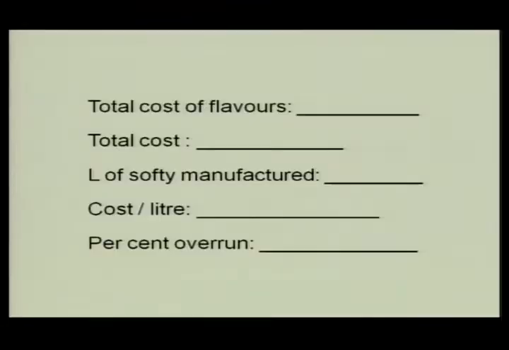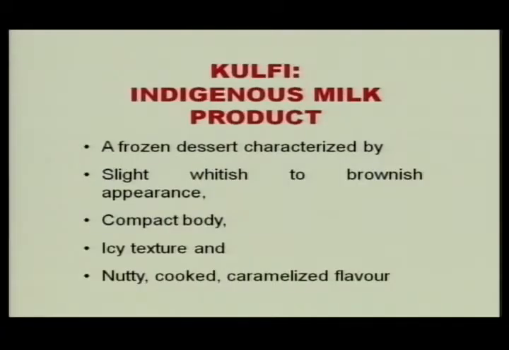So we have to calculate. Now we also note the amount of flavor, fruit, cocoa, nuts, color, whatever other things are there, and their cost is also taken into account. Then we get the total cost of flavor, total cost of ice cream, and that will give us the total cost of the product. How much Softy has been produced, and we will be able to come out with it. So then we will come to know what is the percentage overrun in the product. So with this we come to the next part, preparation of Kulfi.